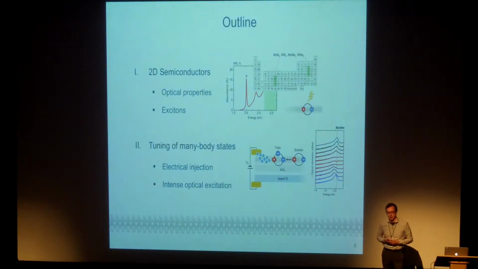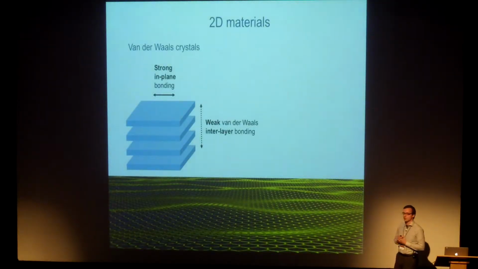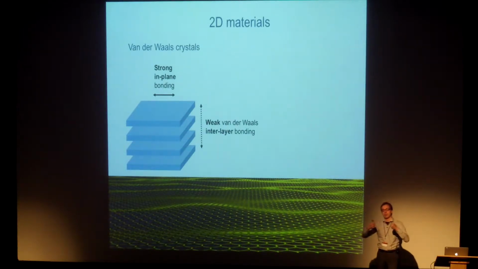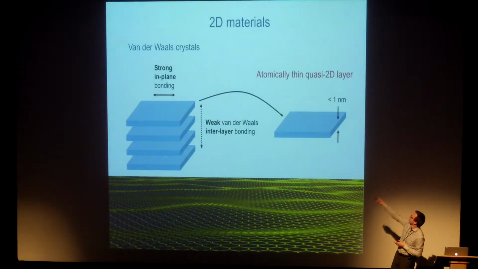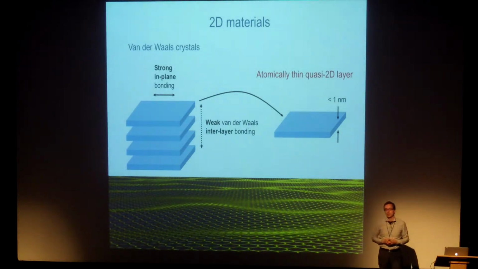So the class of 2D materials stems from basically a large variety of bulk van der Waals crystals. And these crystals are such that the atoms are arranged in planes with a very strong bonding inside the plane and a very weak van der Waals interaction between the planes. Which means that by a variety of means we can isolate even single layers of such material, which would basically be an atomically thin quasi-two-dimensional layer with a thickness on the order of a single unit cell of the host material, usually below 1 nanometer.